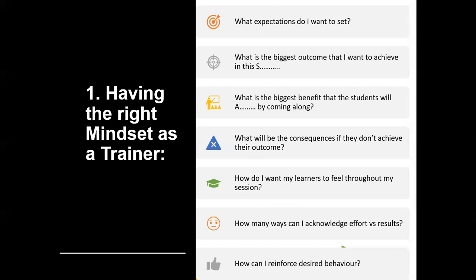Next one, how many ways can I acknowledge effort versus results? A really powerful question, because so many times in our education system, what we've possibly experienced is environments where we've only ever been affirmed if we got a great result. But in order to motivate adults, we need to start to really focus on acknowledging effort no matter the result. Because when we can keep affirming great efforts, great results come from that.